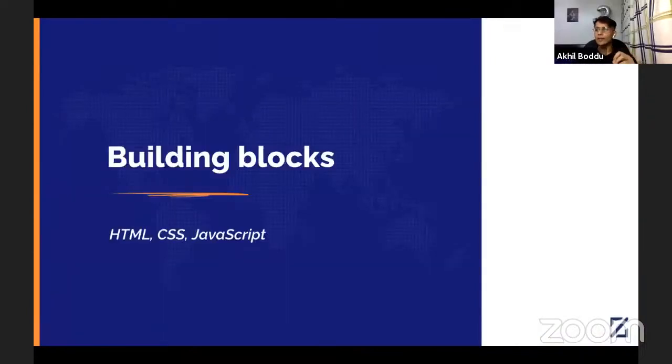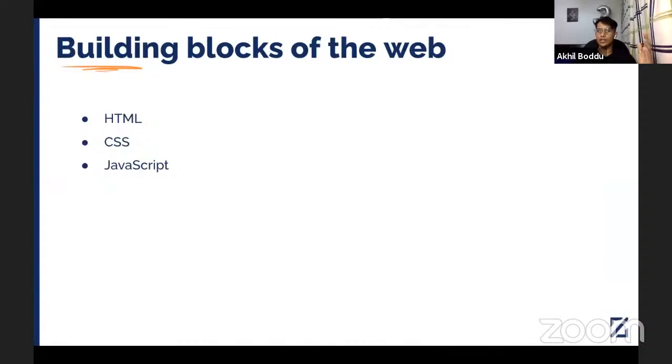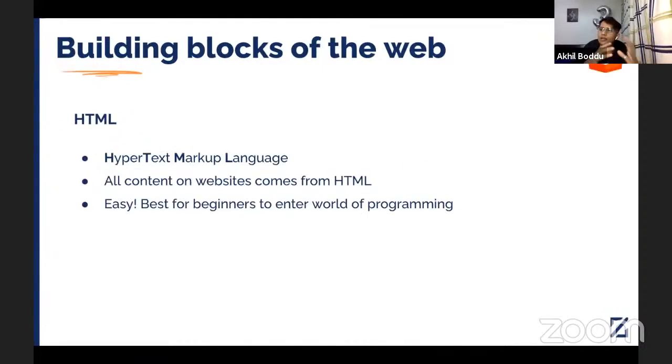Now let's start by talking about the building of the web. So the building blocks of the web is made up of HTML, CSS, and JavaScript. So HTML and CSS we'll be covering, right? Specifically talk about HTML. HTML stands for Hypertext Markup Language. And all the content on websites comes from HTML.